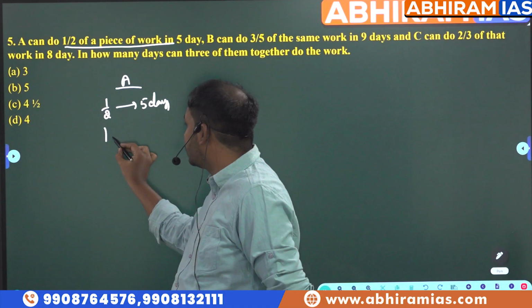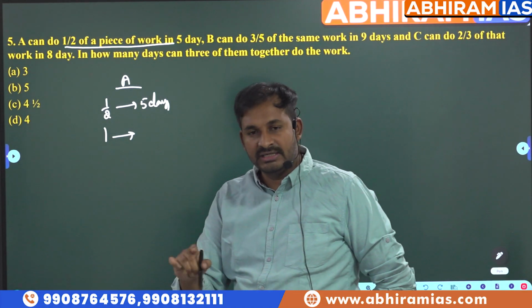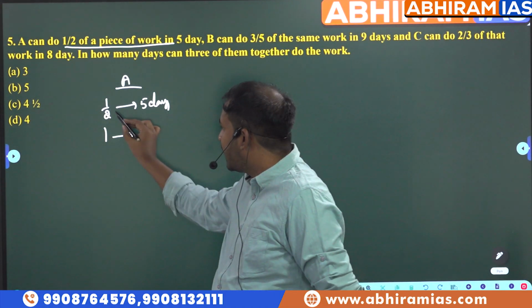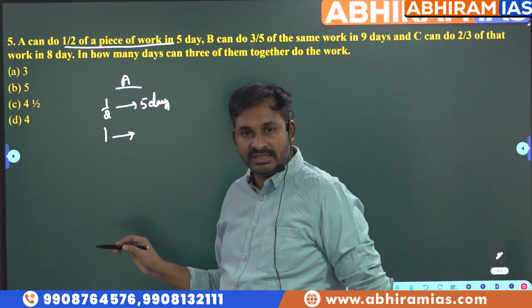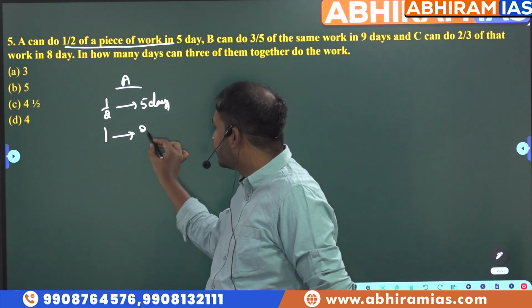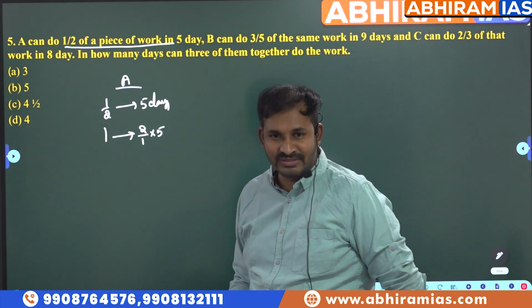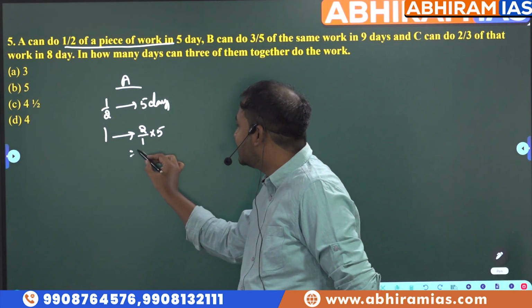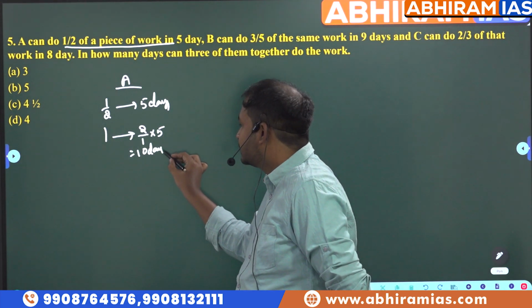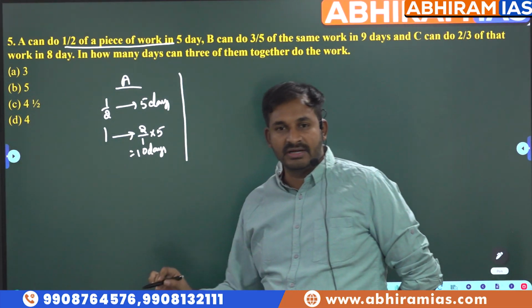So one complete work in how many days? 10 days. Here it is 1/2, so easy. But actually when you send 1/2 to the other side, it becomes what? 2/1. Here it is a half so it is easy, but every time they will not give a half, that is why I am explaining. So this will become what for us? 10 days. So that means A can finish a complete work in how many days?